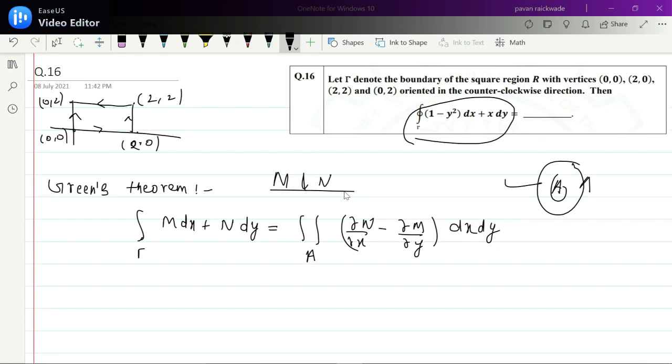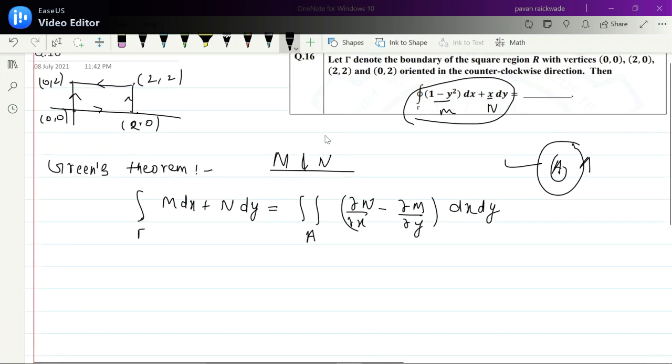This is the condition for Green's theorem, and here this is M and this is N in M dx plus N dy, and both of these have continuous first order partial derivatives, so we can use Green's theorem here proudly. Okay, so first of all, A is this square region.